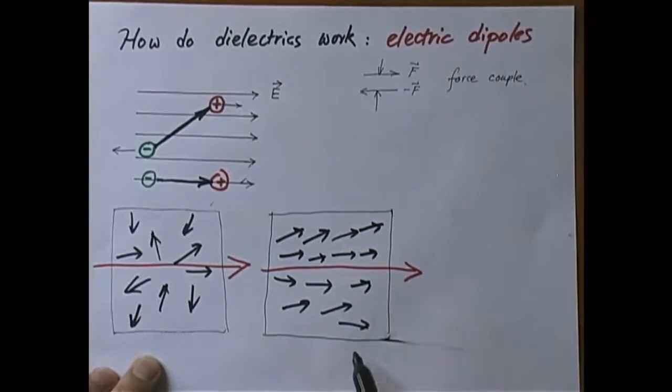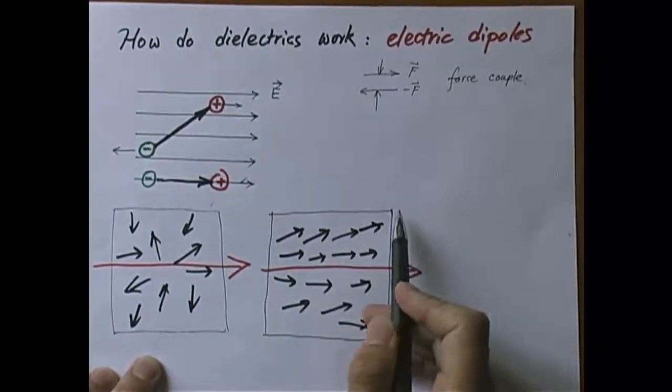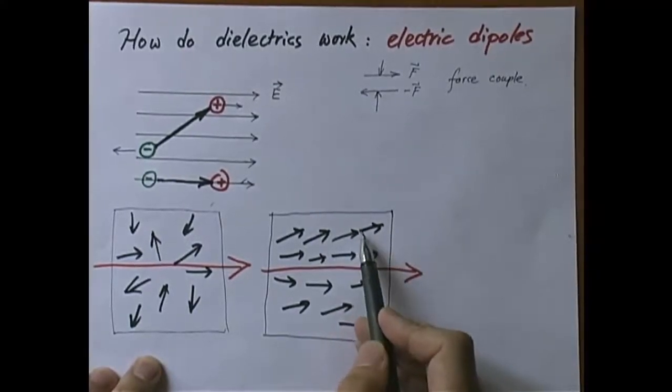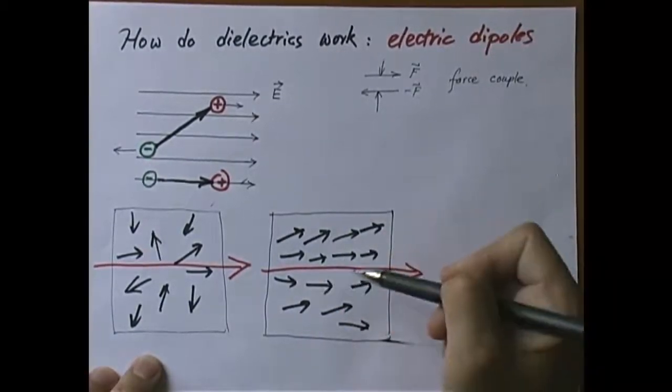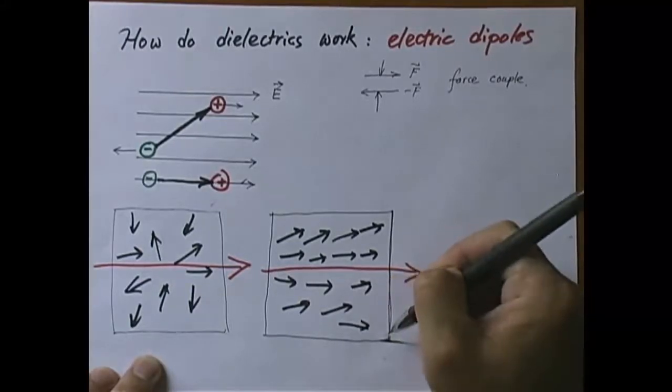Now, if you take a look at this situation, look at this row of dipoles: 1, 2, 3, 4, and so on. This positive charge and that negative charge are pretty much close to each other, so you can think of them as canceling each other out. But you look at this whole block here. What happens on this surface? What happens on this surface?